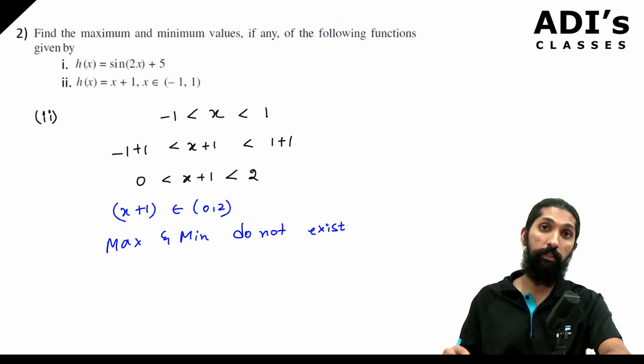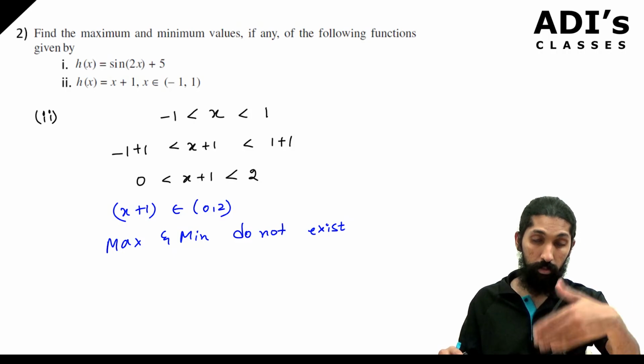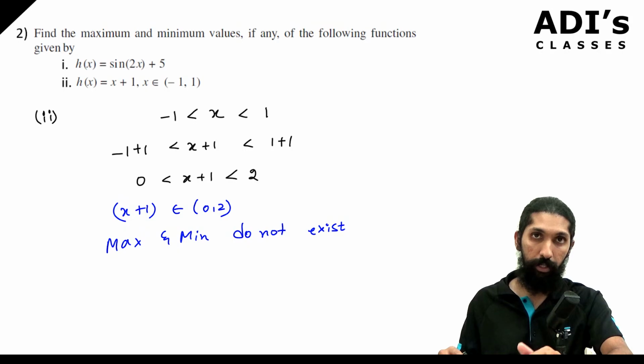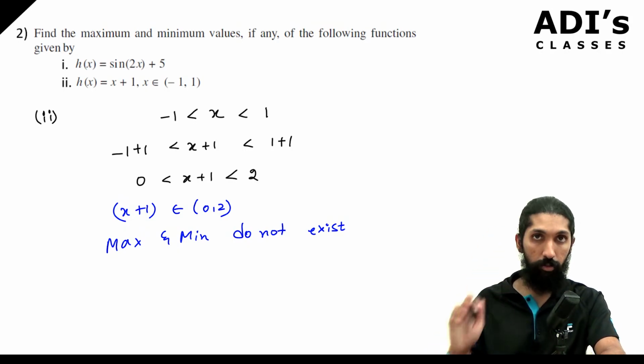They do not exist. Understood? So this is how you calculate the maximum and minimum. All right. Now let's solve the next question.